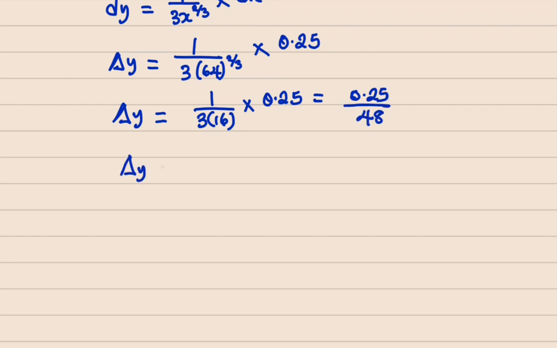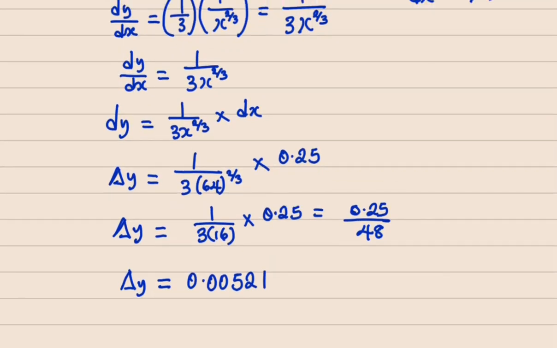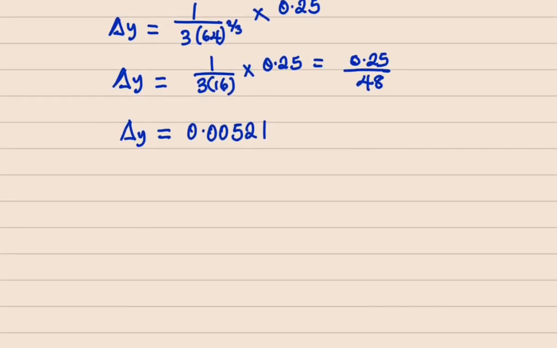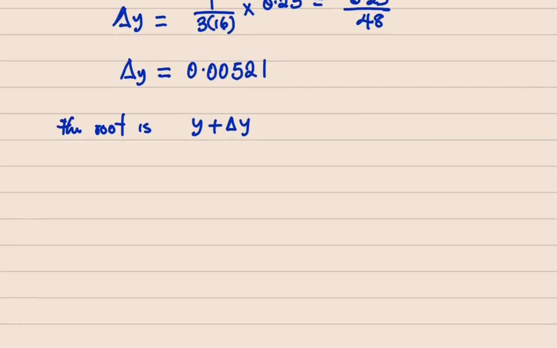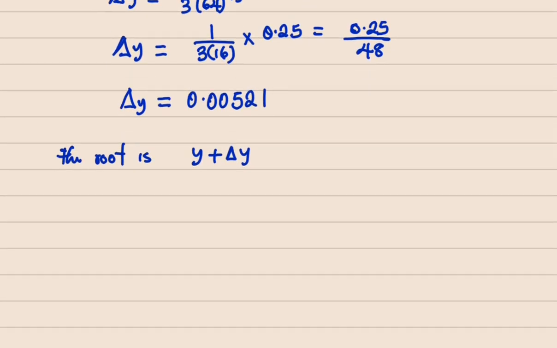Now, using our calculators, this is what we are going to have: 0.0052, approximately, let's say 0.00521. All right, this is what we will have. Now, the root is actually y plus delta y. That is the root. So what is our y?